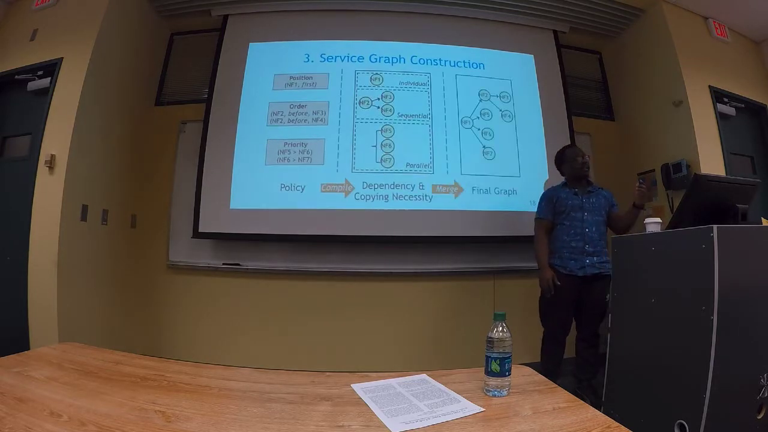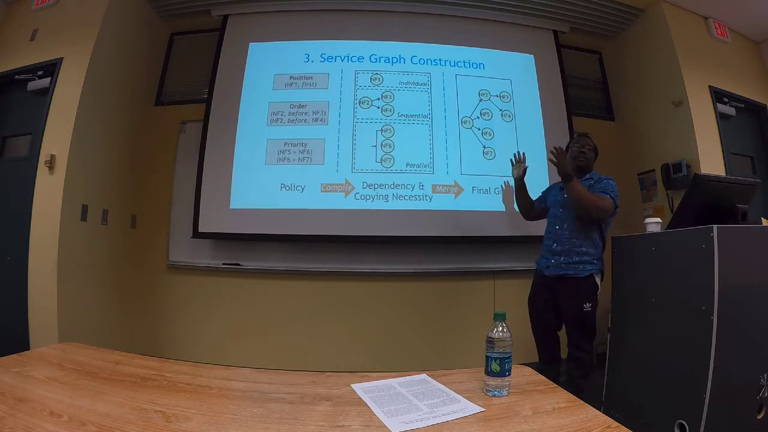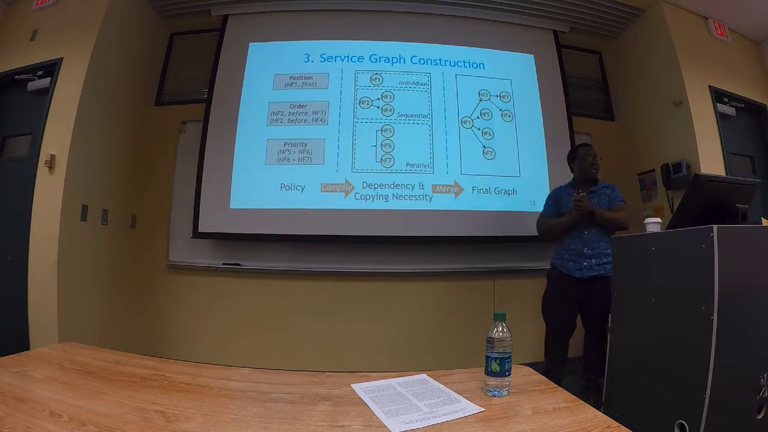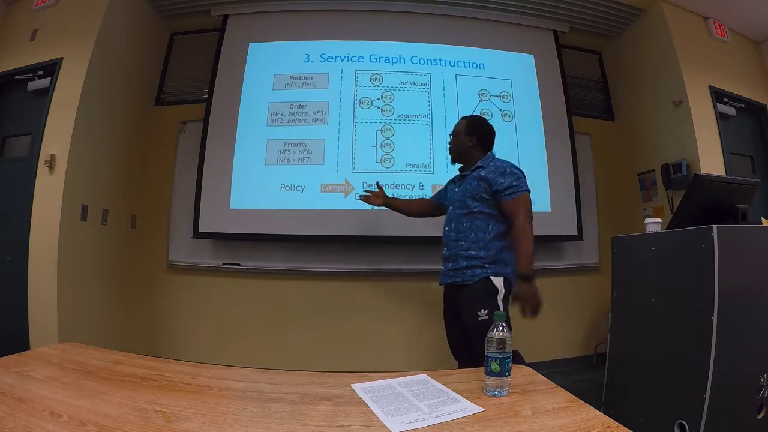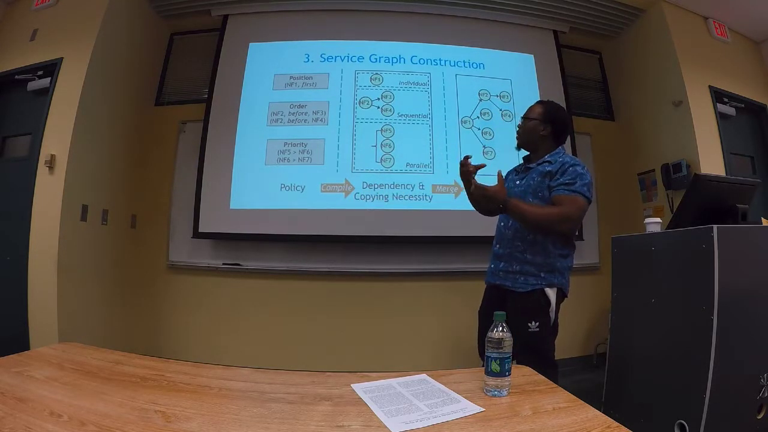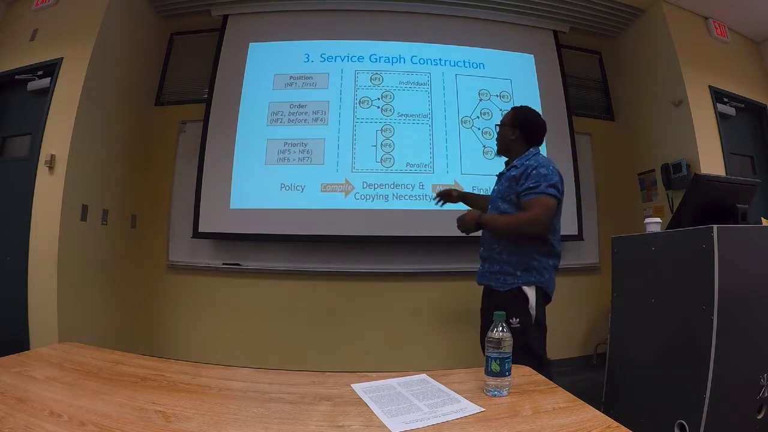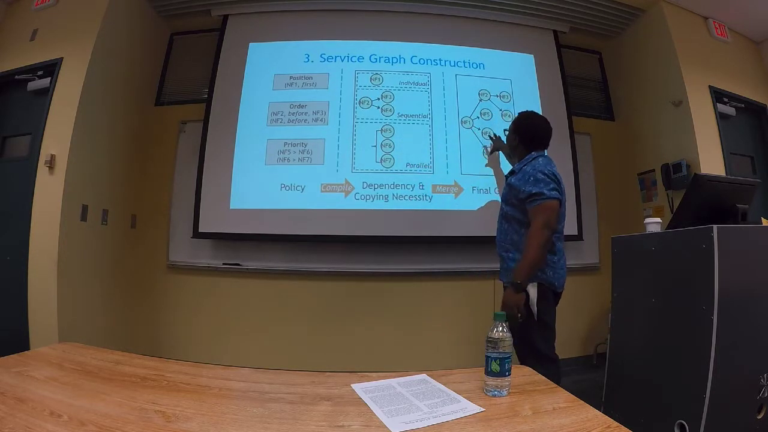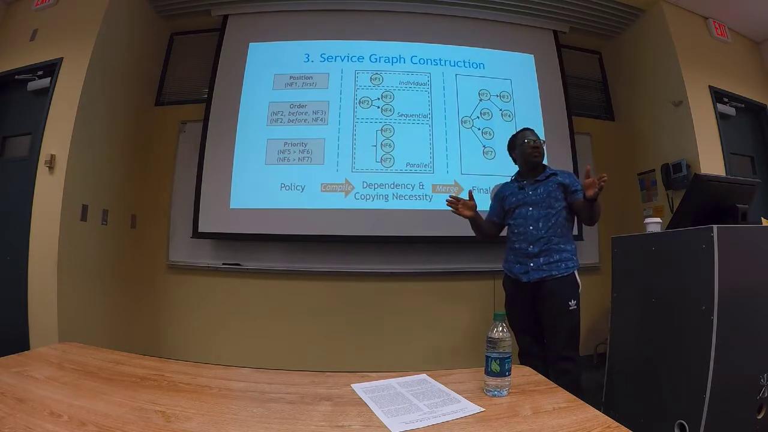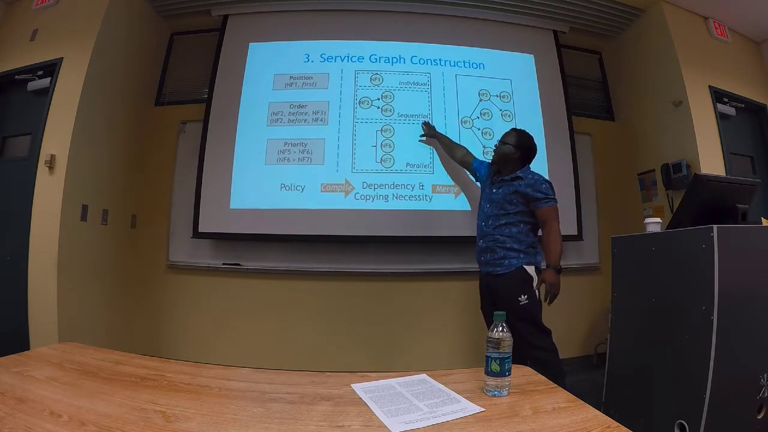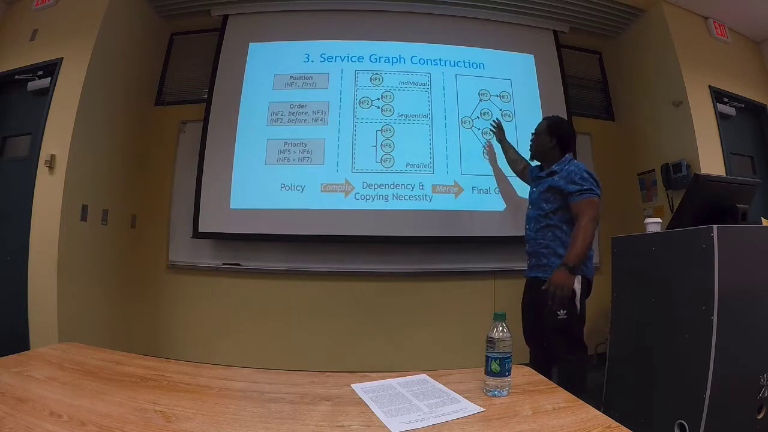So here it shows the service graph construction, which is actually the main concept behind the system they created, the NFP. Here we have the position, we have order, we have priority. Now how do you merge all this? The system has a compiler that compiles the policy into a dependency and copy necessity. By that we can see that NF1 is individual, so there's no dependency issue with NF1. And when we look at this, it does have a dependency issue with NF3 and NF4, and we can see that over here.